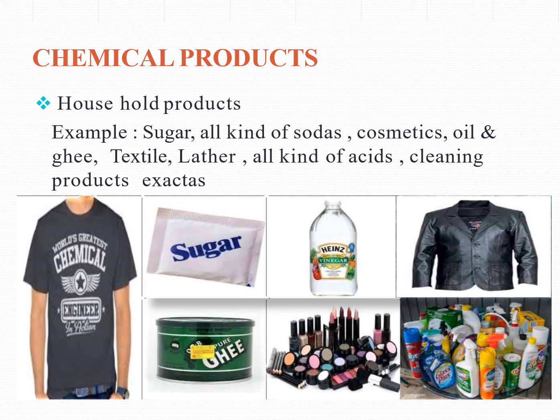So after the process, you can see the products. So we will get the products, like household products given here. For example, sugar, all kinds of sodas, and cosmetics, oil and ghee, textile, leather, and all kinds of acids, and cleaning products, that is detergents, and all given here. Yeah, so these are all examples of household products we are using.